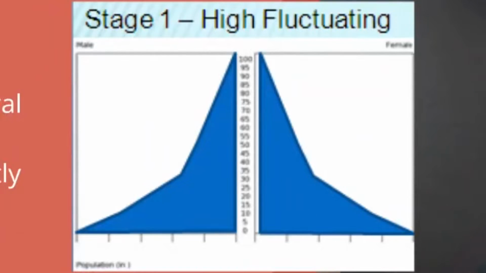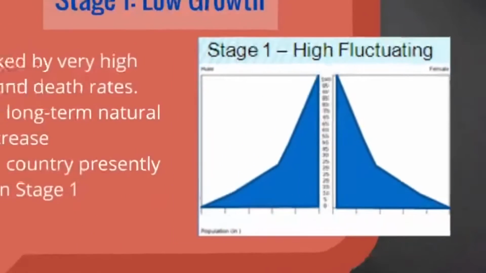So you can see lots of children, very few people aging into adulthood. That would be stage 1. So it doesn't even look like a pyramid. It's really sharp at the bottom and then narrow as you get above like 30.